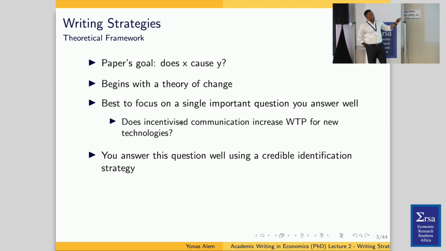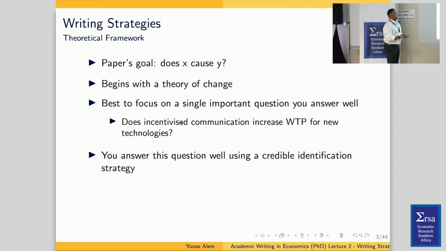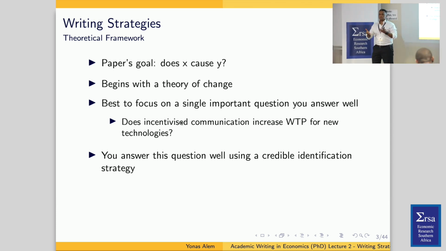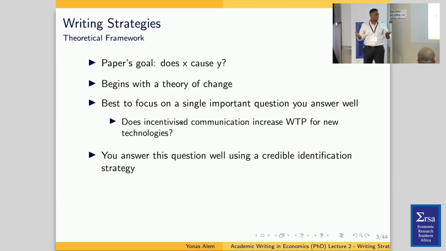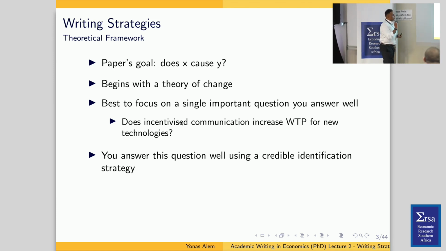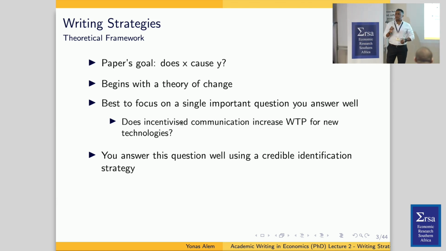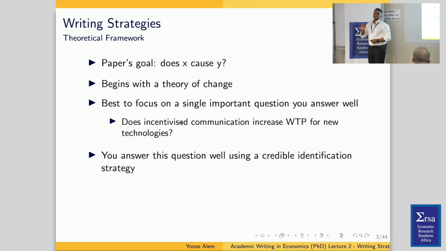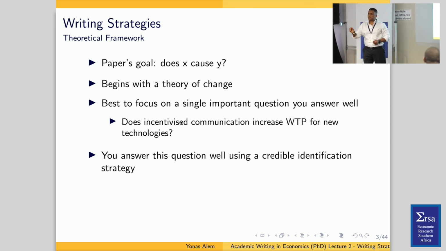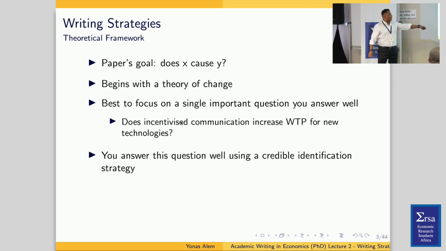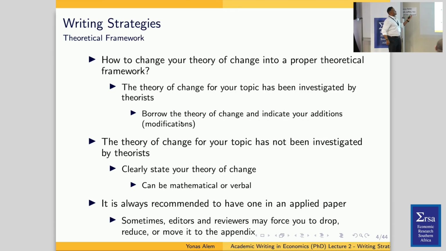So does incentivized communication increase willingness to pay for new technologies? This is another question from one of the published papers that I will share with you. You answer this question well using a credible identification strategy. That means a credible way to identify the relationship between X and Y. So how do you change your theory of change into a proper theoretical framework?